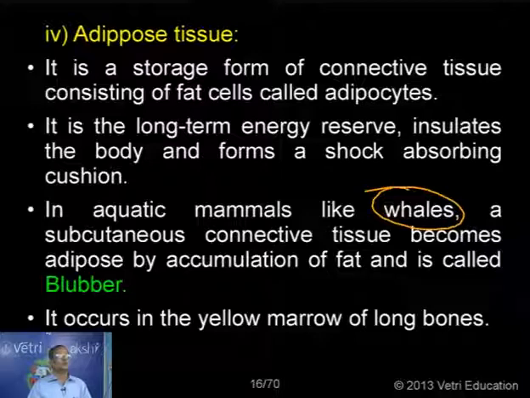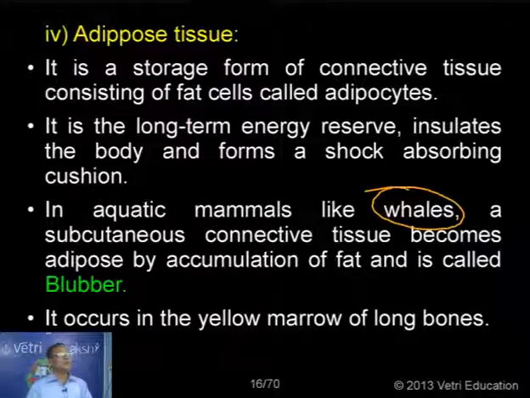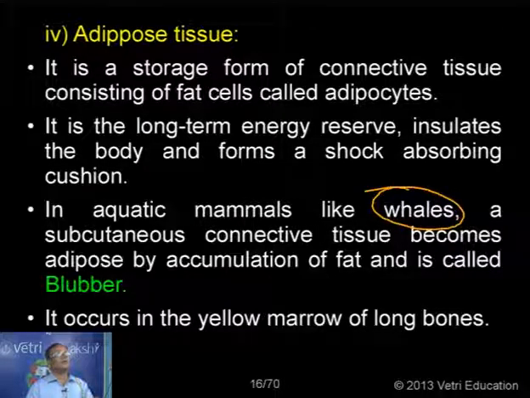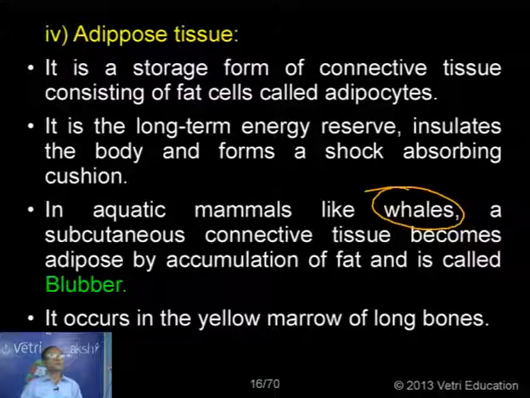That is what we call the floating effect, otherwise called buoyancy. And how does the animal float? Such a huge body is floating. This is because of the presence of a thick layer of fat below the skin, a kind of adipose tissue. As it is found below the skin, it is called subcutaneous tissue.